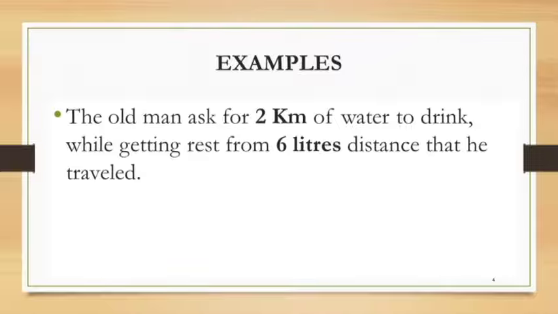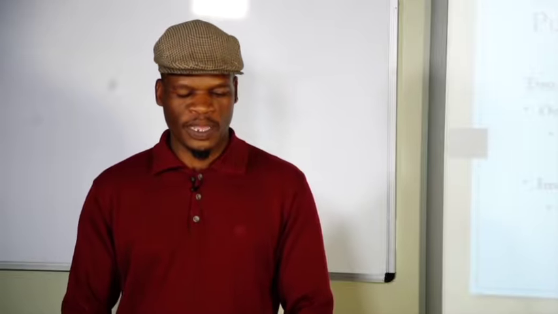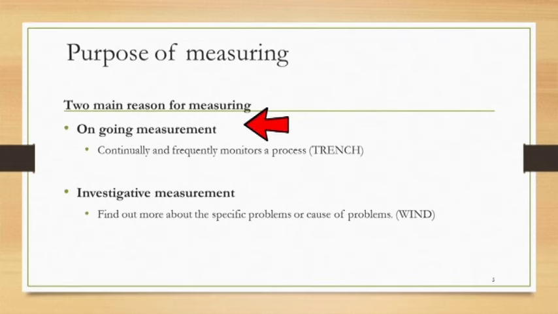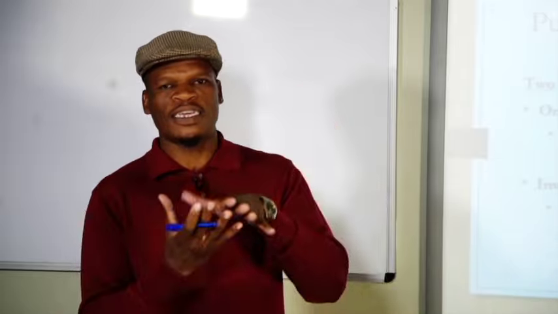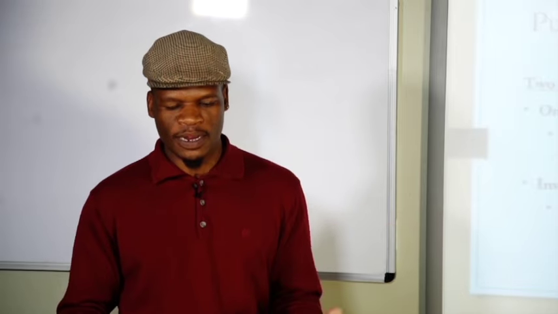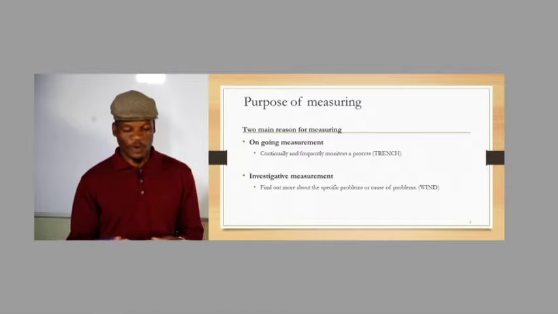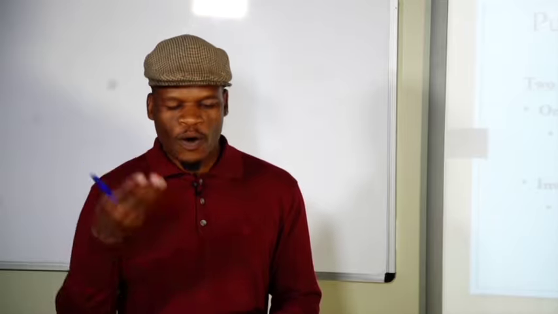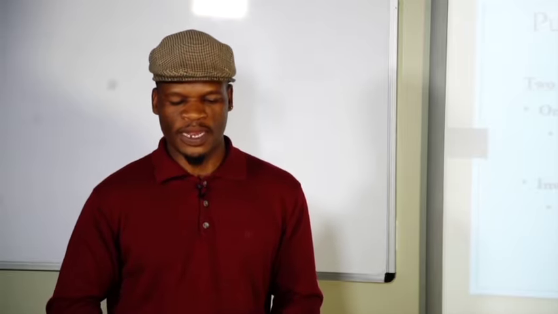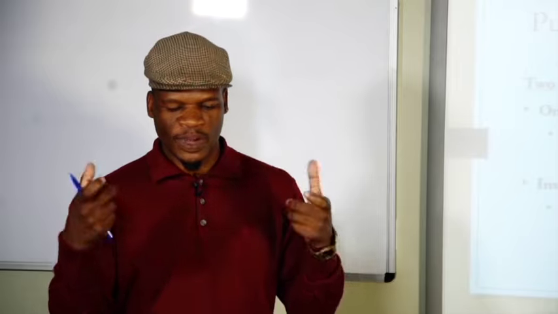The purpose of measuring, as we have indicated already, has 2 concepts that we're going to look at. The first one is the ongoing measurement, and the second one is the investigative measurement. When we talk about the ongoing measurement, I'll give you the example of a trench. A trench can never be measured at once. You have to dig a little by little as you go on measuring, because there is no way you can measure from the top level of the ground down to where the trench is going to end. It's an ongoing process, which means you will measure as you dig until you get the measurement that is required.